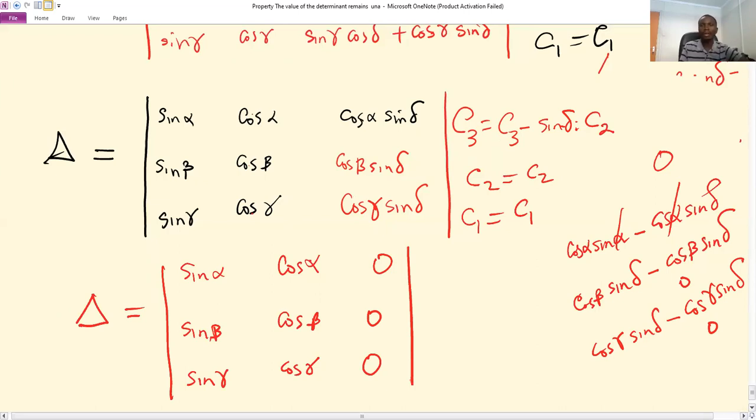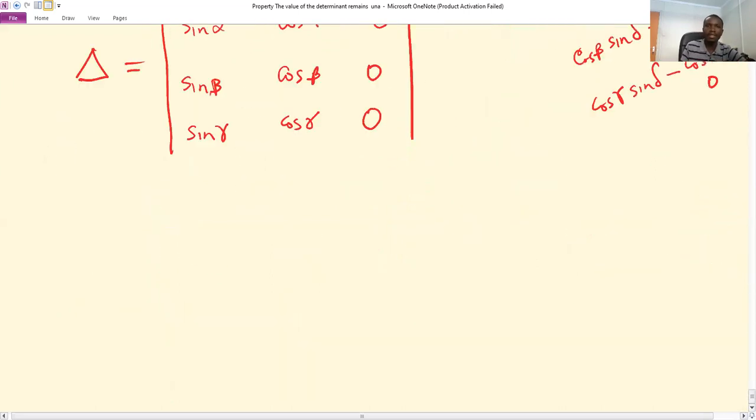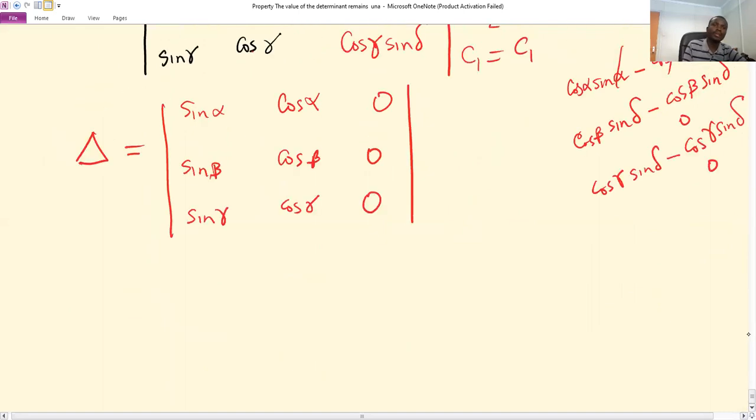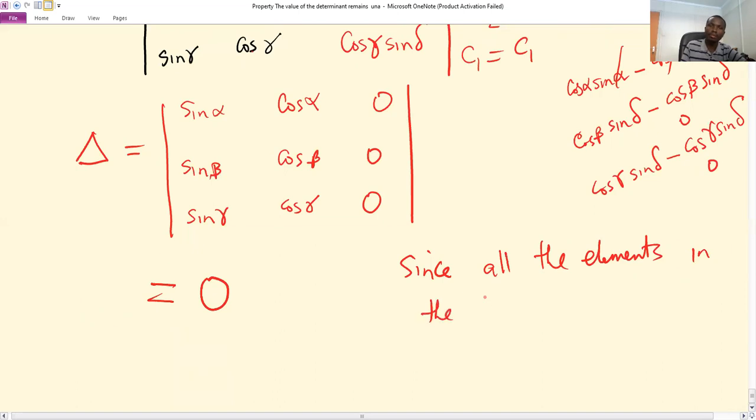And when I have a column that has all elements 0, then the determinant is 0 because of this property. So since all the elements in the third column are zeros, whenever we have a column that has all elements 0, the value of the determinant reduces to 0. Thank you.